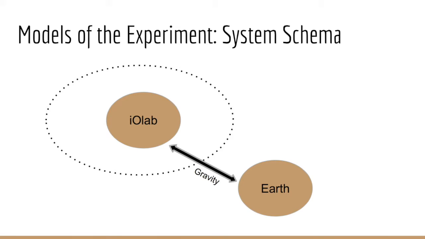So this is our system schema for our experiment. We decided to have the IO lab be the only thing in the system. The Earth is outside the system and exerting a force of gravity, which is what actually causes the work, and this can be seen by the force arrow crossing the system boundary.